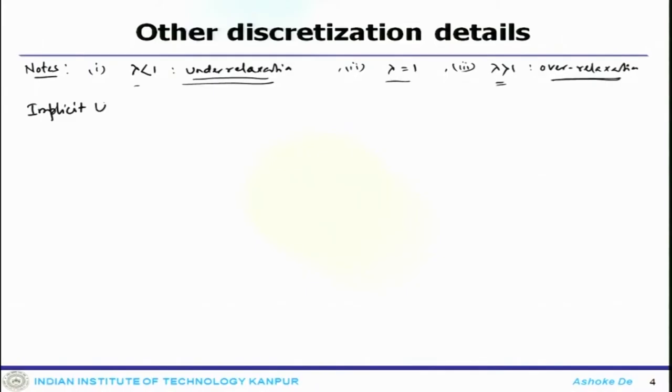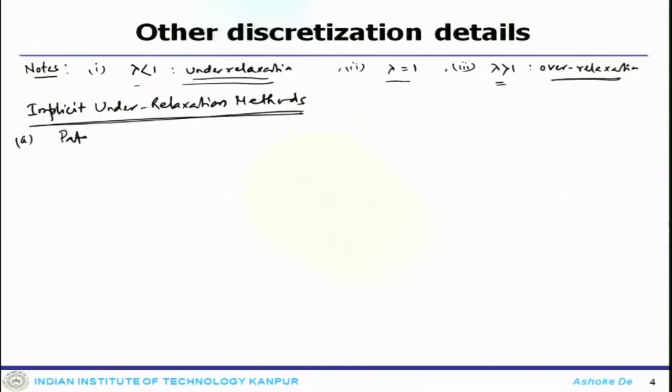implicit under relaxation. There are different methods, and these methods were proposed by a person known as Patankar, one of the pioneer scientists in this field, who introduced the finite volume method for fluid flow systems. So this is named Patankar's under relaxation. Now the equation that we are using is the same.